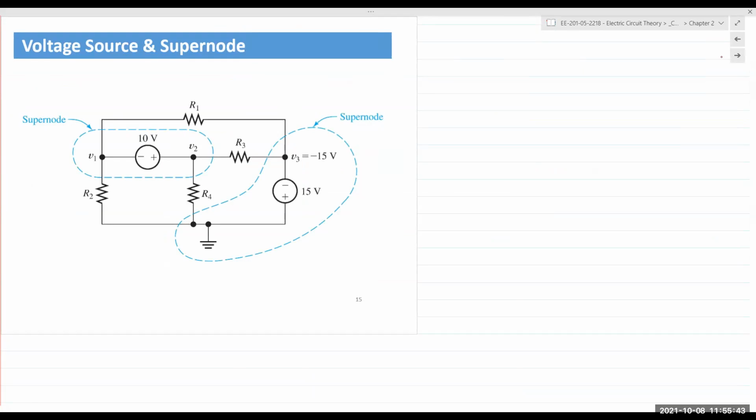One last point is about supernodes. It sounds like a fantastical concept from a Marvel movie, but it's not. It's actually very simple, very straightforward. What do you do if you have one voltage source in your circuit? You choose one end of the voltage source as your reference point, right? Let's say we just had the 10 volt source in there. We choose V1 as our reference, and V2 would be plus 10 volts. Easy enough. If we choose V3 as our reference node, then this ground would be plus 15 volts.